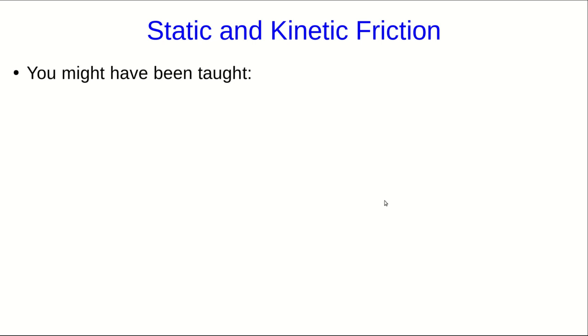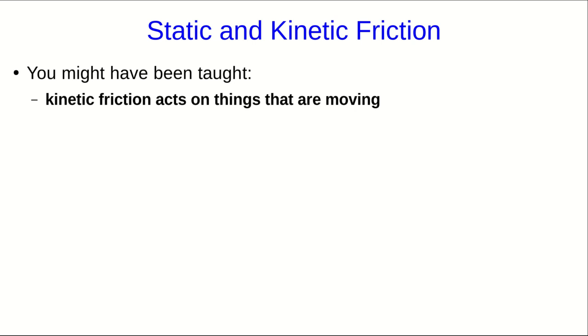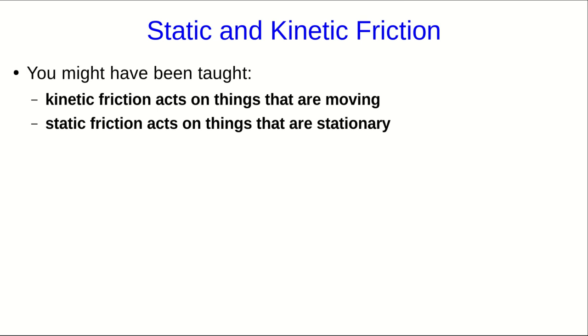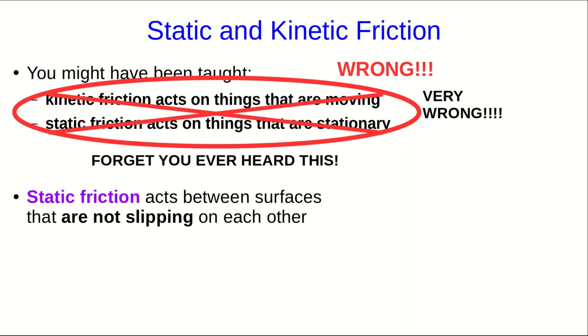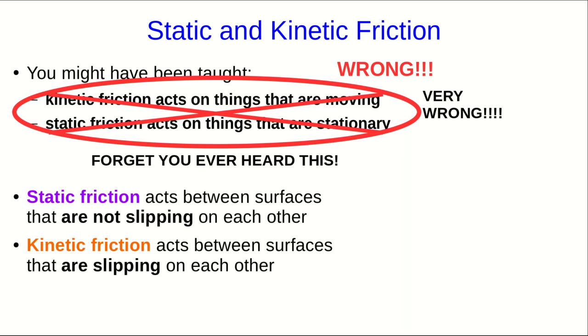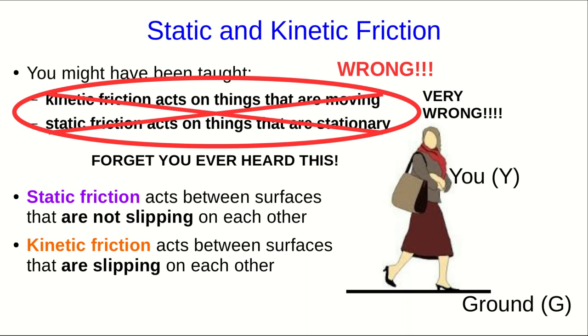Let's look a little bit more at how to decide whether an object has a static or a kinetic friction acting on it. If you've taken physics before, you might have been taught that kinetic friction acts on things that are moving and static friction acts on things that are stationary. Unfortunately, that's entirely wrong, and you should forget you ever heard this if it's what you've been taught. Static friction acts between surfaces that are not slipping on each other, and kinetic friction acts between surfaces that are slipping on each other. You might not see the distinction, so let me show you an example.